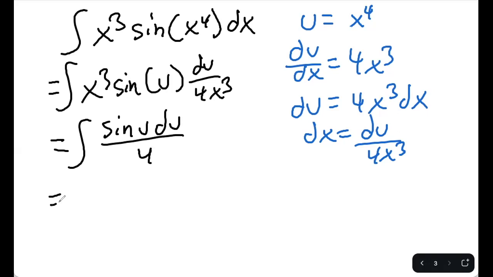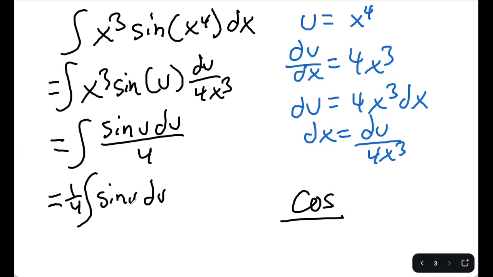What do we do now? You take the 1 over 4 coefficient outside, and then the integral of sine u du, I think that's one of the 18 formulas we know. Do you remember it? Was it cosine? The derivative of cosine is minus sine, so it's probably negative cosine. So this is one fourth times negative cosine of u.